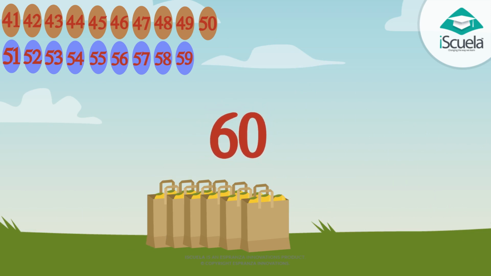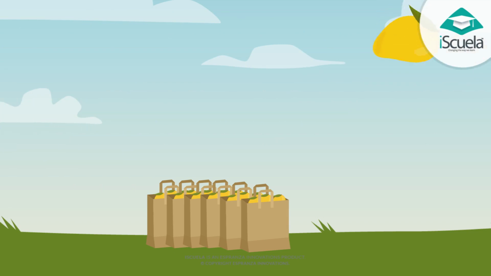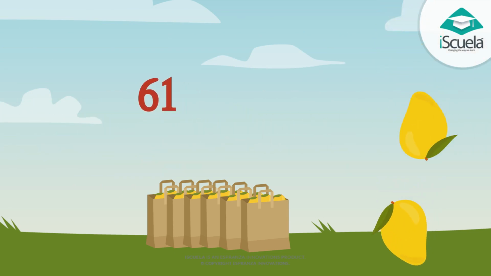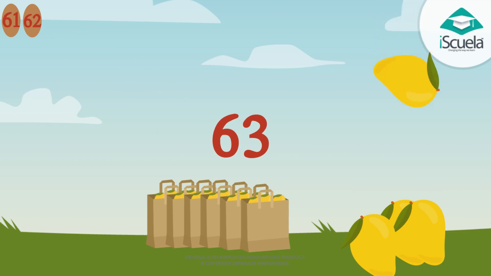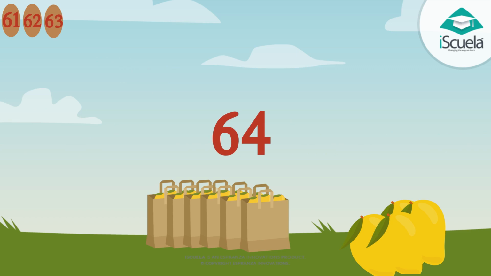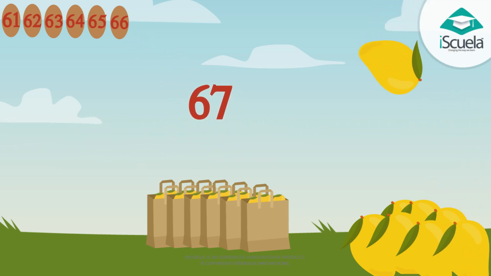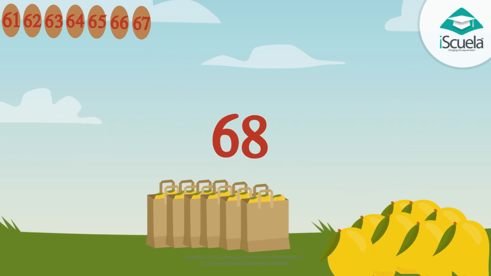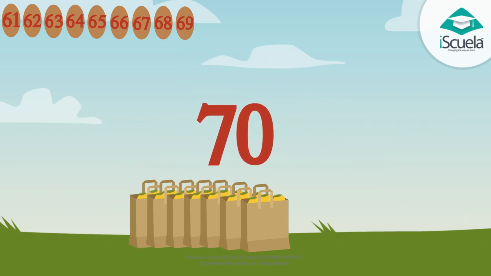60, 60. 60 and 1, 61. 60 and 2, 62. 60 and 3, 63. 60 and 4, 64. 60 and 5, 65. 60 and 6, 66. 60 and 7, 67. 60 and 8, 68. 60 and 9, 69. 70 mangoes is equal to 7 groups.